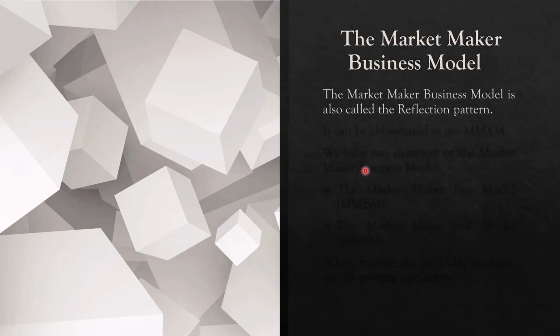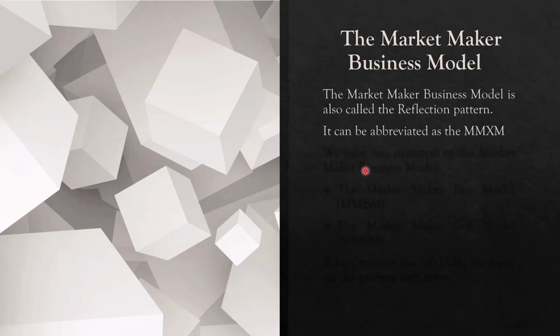Now, the market maker business model is also called the reflection pattern, and we're going to see why it bears that particular name. Whatever is showing on the right side of the curve is more of a reflection, not picture perfect, but more of a reflection of whatever happened on the left side of the curve.